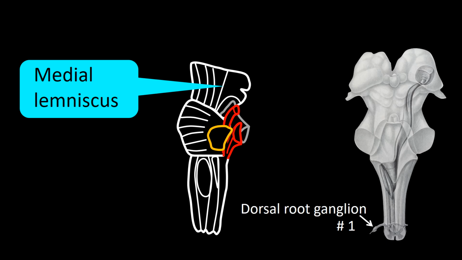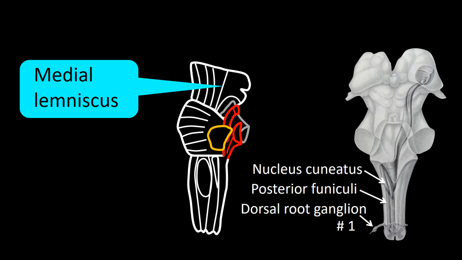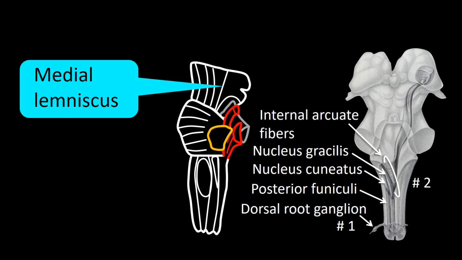This fiber carries impulses for conscious proprioception, that is sense of position, vibration sensitivity, and tactile discrimination, the latter also called epicritic sensation. These axons climb in the posterior funiculi to the nucleus cuneatus for fibers from the arms, and to the nucleus gracilis for fibers coming from the legs. From these nuclei, the second neuron arises, forming the internal arcuate fibers. These are the fibers that make up the medial lemniscus.